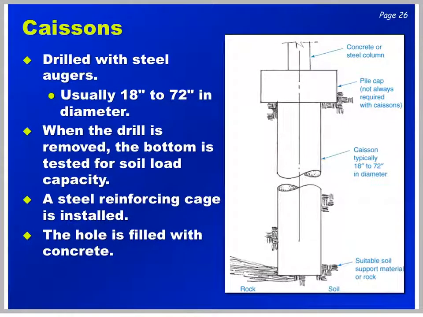Caissons are similar to auger cast piles, except larger and typically don't go as deep. They range in size from 18-inch to 72-inch in diameter. They also have steel reinforcement cages and pile caps. They will always be drilled into something solid, such as rock or substantial subbase material. When the bottom of the pile has been tested, the void is filled with concrete material.